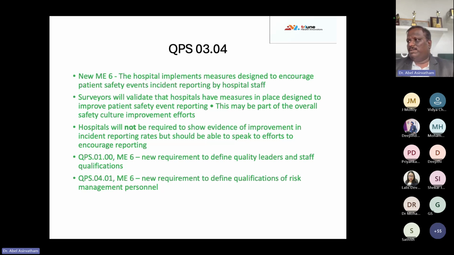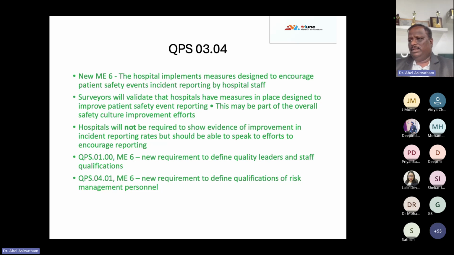Surveys will validate that hospitals have measures in place designed to improve patient safety incident reporting. This may be part of the overall safety culture improvement efforts. Hospital will not be required to show evidence of improvement in incident reporting, but should be able to speak to efforts to encourage it. How do they encourage reporting? This will be part of your safety culture program also, AHRQ survey.